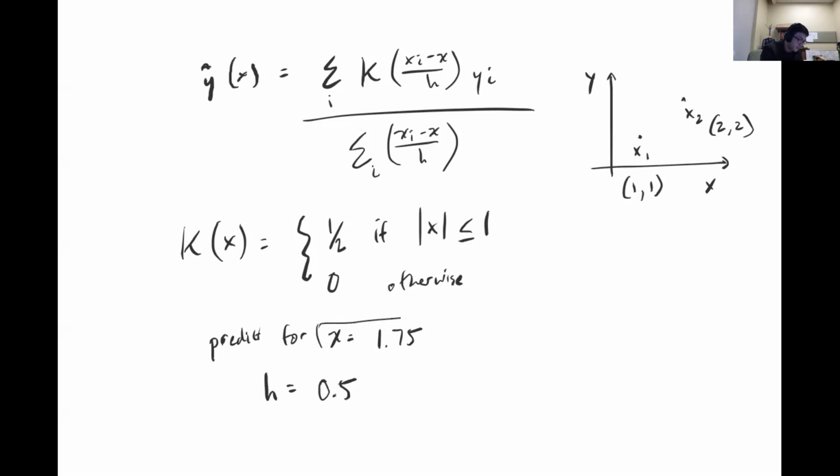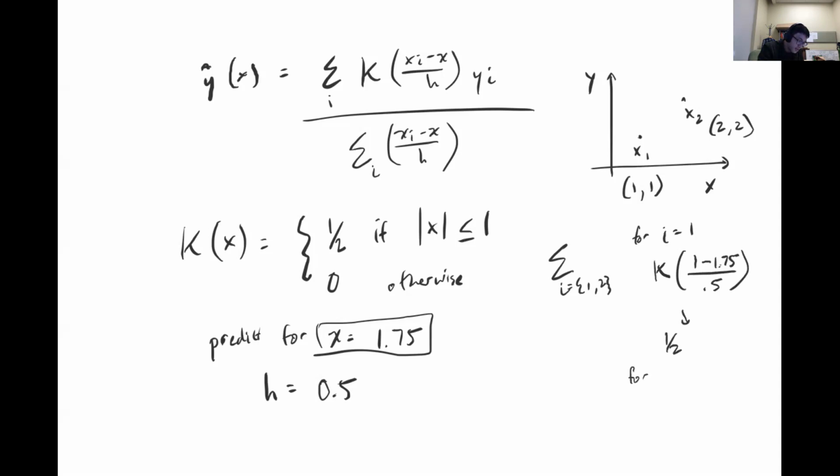So to predict for this particular point, you have the sum over i, 1 to 2, because we have 2 points. For i equals 1, K of (x1 minus 1.75) divided by 0.5. 1 minus 1.75 is 0.75, divided by 0.5. That is less than 1, so therefore this is 1/2.